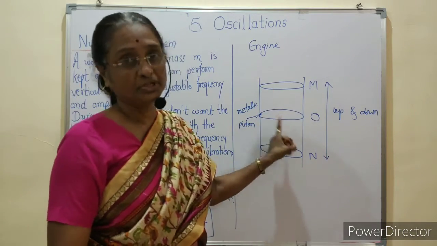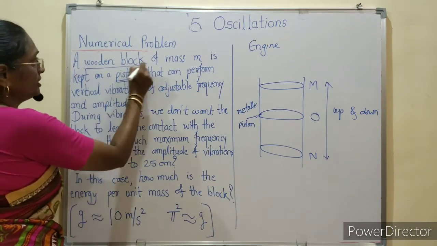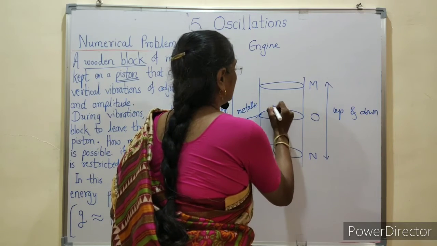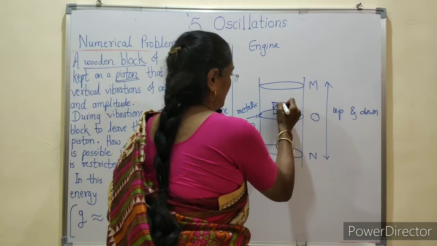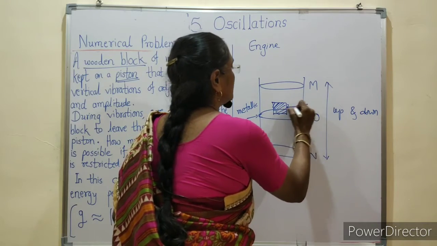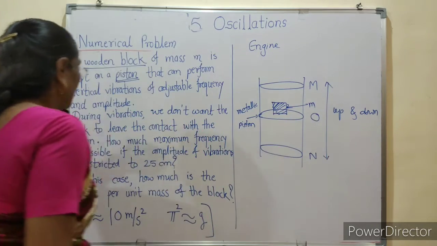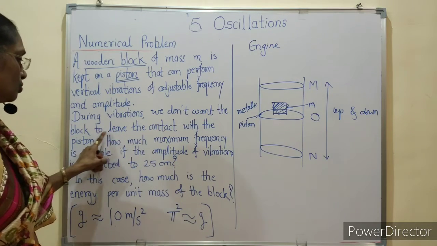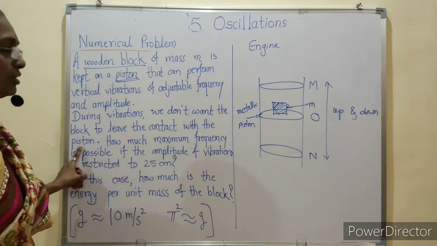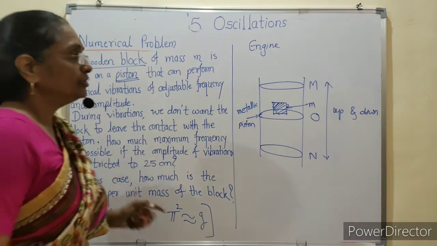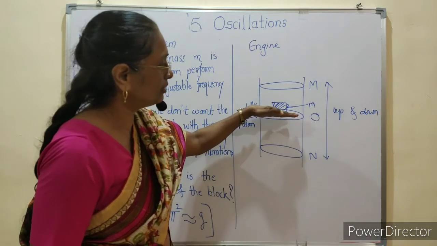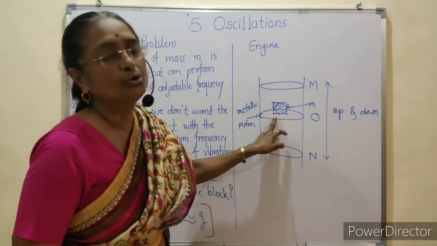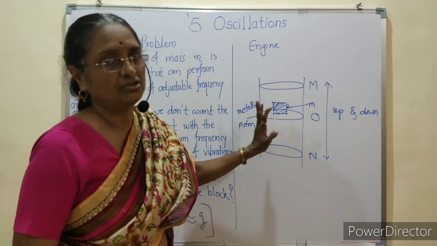Now on such a piston, there is a wooden block of mass M. So here there is a block and its mass is M. During vibration, we don't want the block to leave contact with the piston. So there is vibratory motion, and even if the piston moves to the upper extremity or lower extremity, the block does not leave contact. This is the condition.